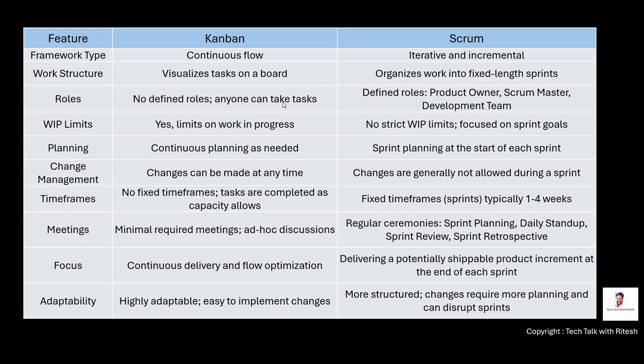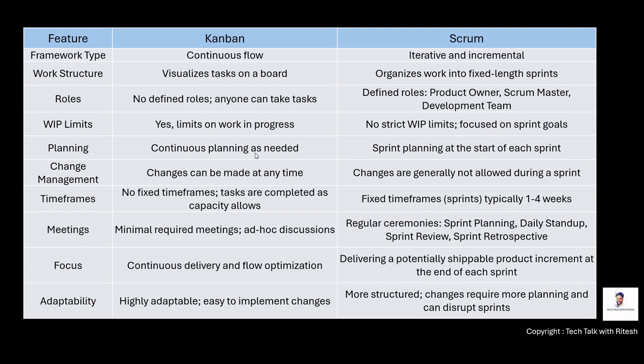In Kanban, we do not have any defined roles, whereas in Scrum we have defined roles. We have product owner, Scrum master, development team, etc. And work in progress limits. Yes, of course we have the limit on work in progress in Kanban, whereas in Scrum there is no restriction on work in progress items limits. There is no such restriction.